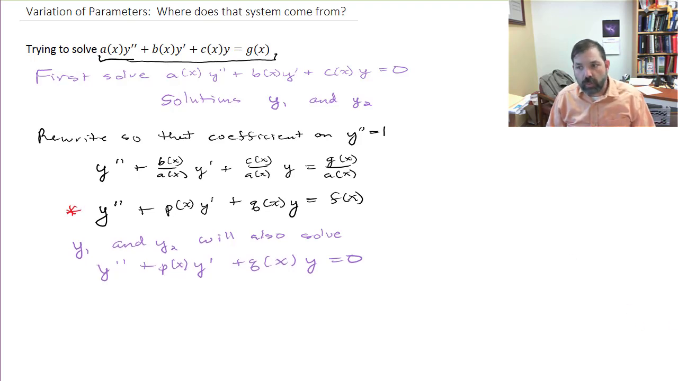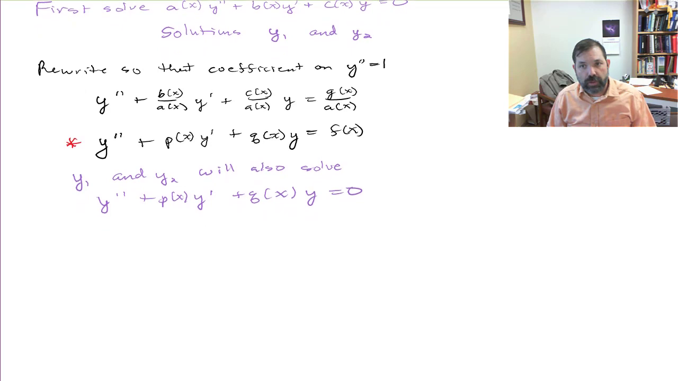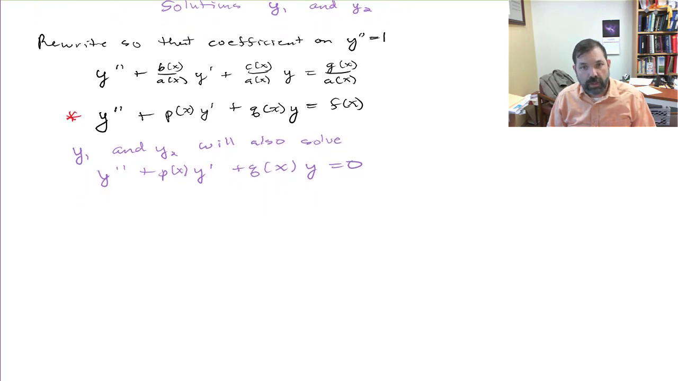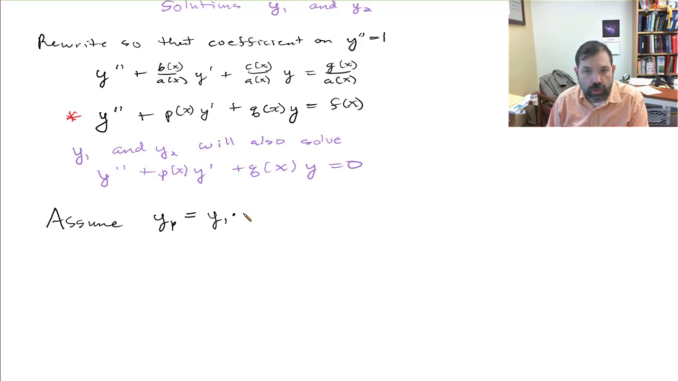So now what we do at this point is we make an assumption for the y sub p. We assume that the y sub p takes the form y sub 1 times u1 of x plus y sub 2 times u sub 2, where u1 and u2 are functions of x.